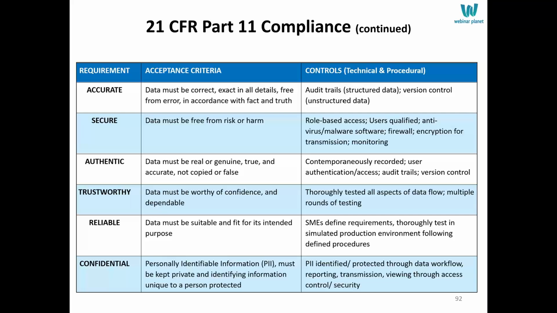How do you test that data is correct? Over in the third column, these are all the audit trails, the version control, any technical and/or procedural control you have in place to assure that the requirement is met, meets the acceptance criteria. Those controls should be stated here. And then when you test your requirements, you test each control. In some cases, you may verify a control. For example, verify you've got antivirus software.